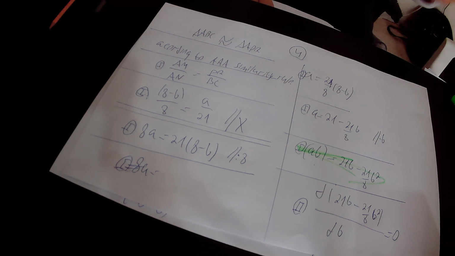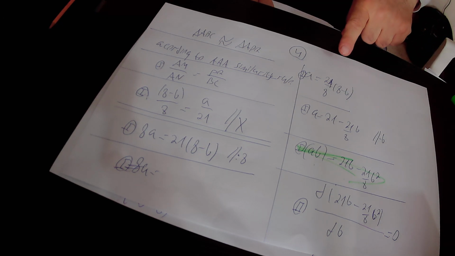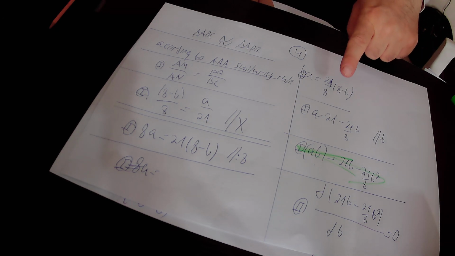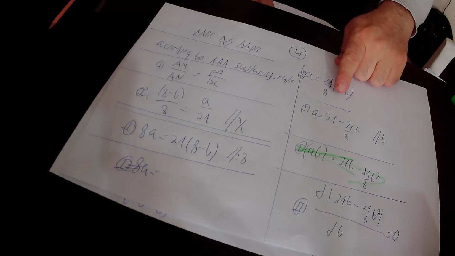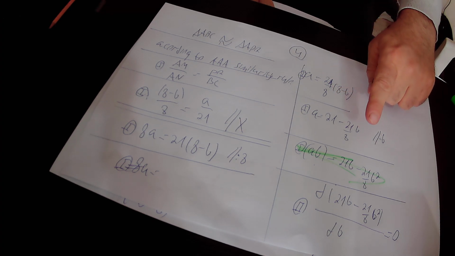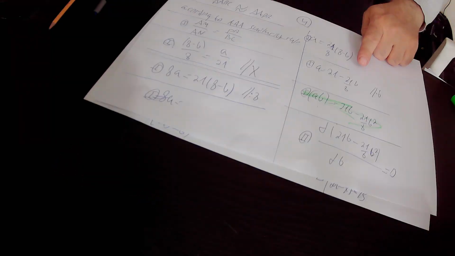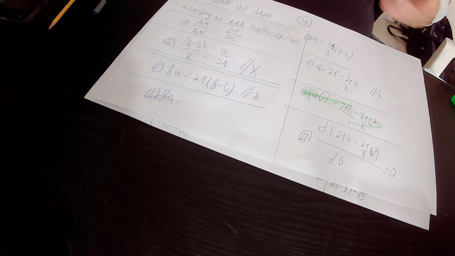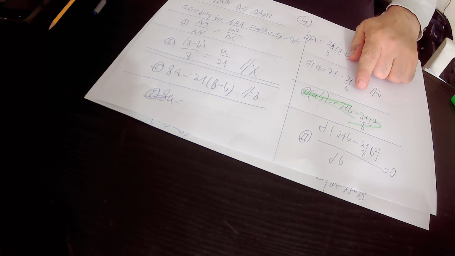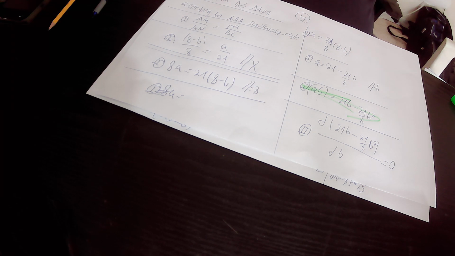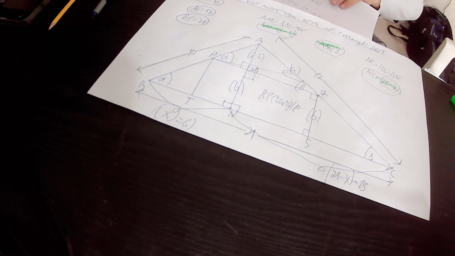Here we multiply equation 1 by B, and finally found that A times B is AB, and it equals 21 times B, that is 21B, minus 21 over 8 times B, which is minus 21 over 8 times B squared. So according to equation 1, A times B equals 21B minus 21 over 8 times B squared. A is the length of this rectangle PQST, and B is the width.